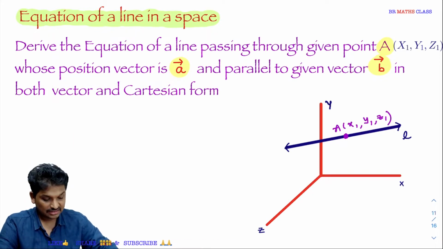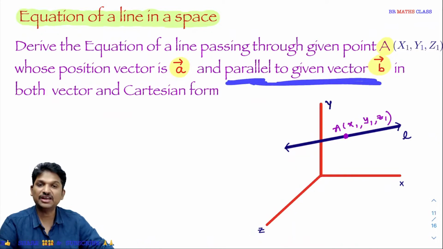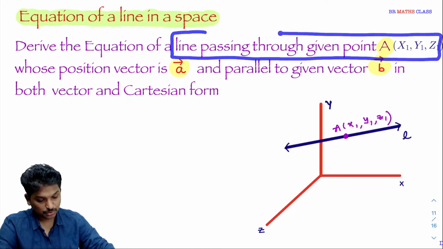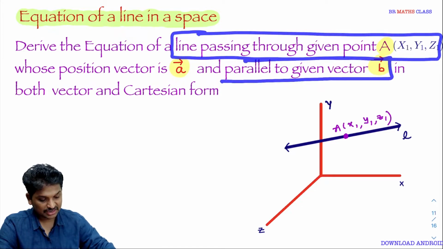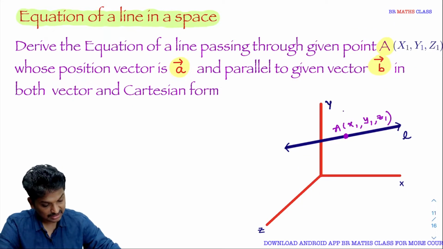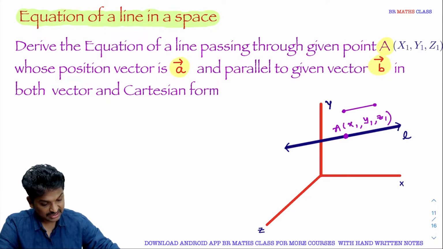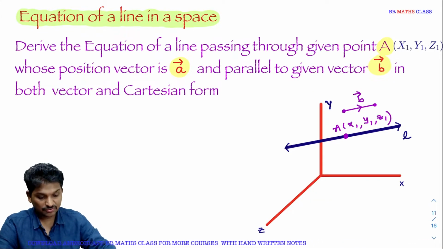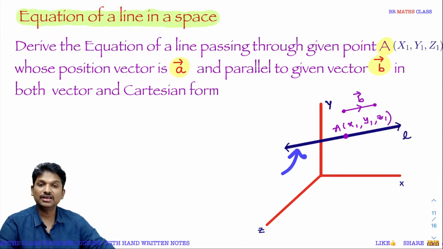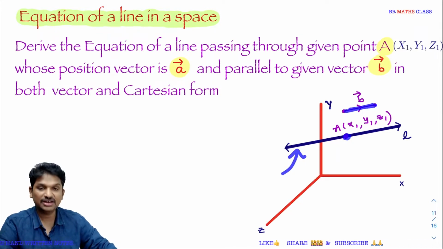And given that this line is parallel to one vector B bar. The main thing is we are finding a line equation which is passing through point A, and that line is parallel to the vector B bar. These are the main things, right? I'll draw one vector which is parallel to B bar. Suppose this is B bar, and we know that a vector is represented by a directed line segment. So what we are doing, we are finding this line equation. Please observe here, this line is passing through point A, A is x1, y1, z1, and this line is parallel to vector B bar.